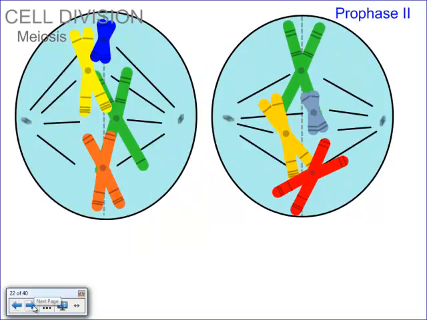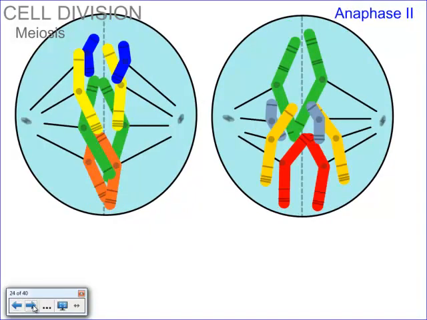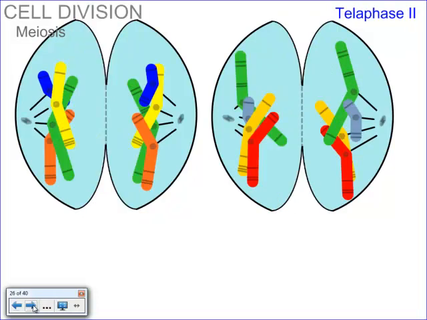So here we see prophase. They're going to line up in the middle during metaphase. Here we see anaphase. They're getting pulled apart. Telophase, they get completely pulled apart. We have the division of 2 cells.